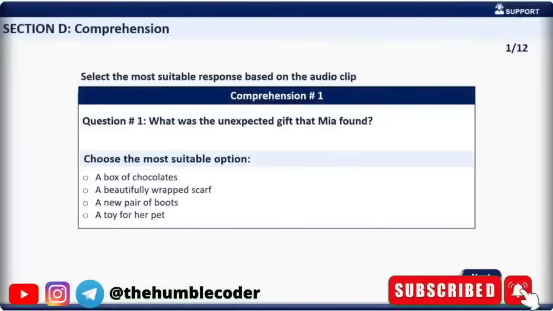Okay, so now let's attempt the first questions. There will be 3 questions based on that audio. So the first question is, what was the unexpected gift that Mia found? The options that we have are a box of chocolates, a beautifully wrapped scarf, a new pair of boots, a toy for her pet. The correct answer for this question is going to be a beautifully wrapped scarf.